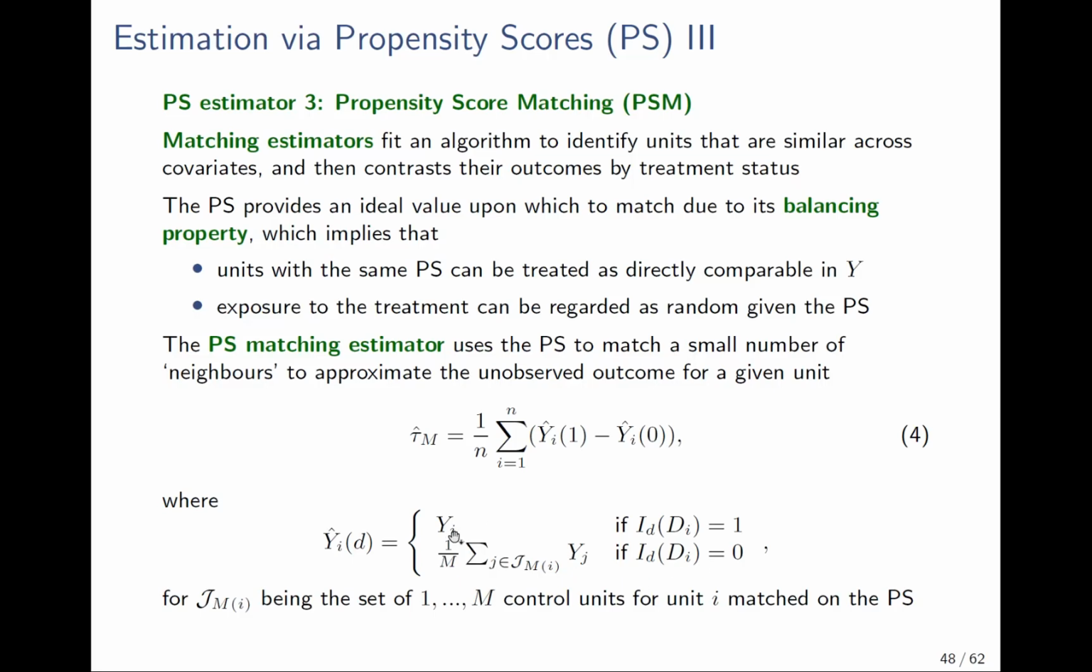Simple as that. Average of neighbouring units with the same propensity score, and it can be shown that that actually provides a consistent estimate of the average treatment effect.